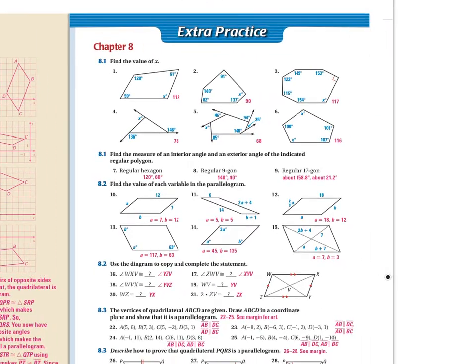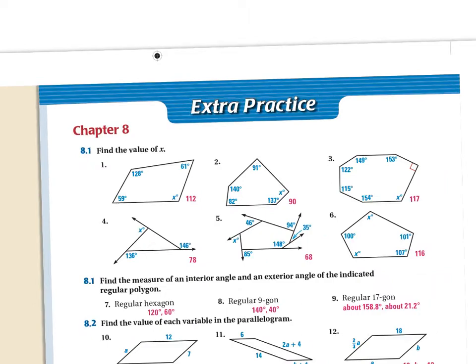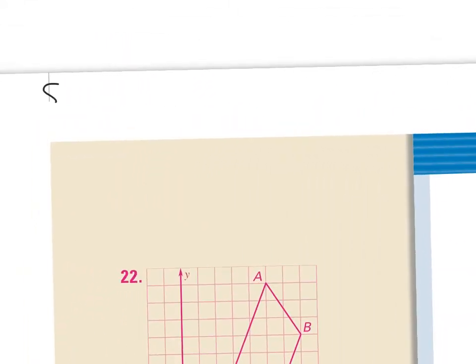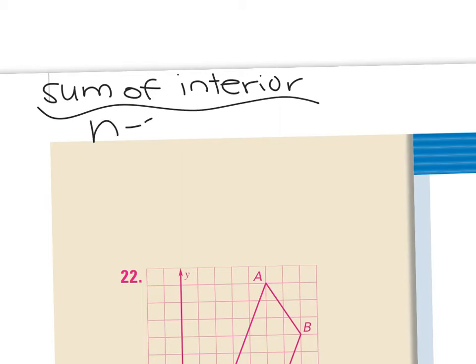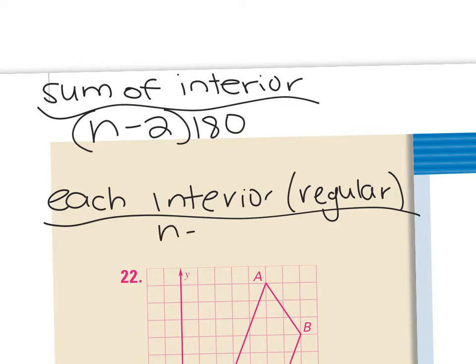Okay, then we got to 8, and 8 was all the polygons. So we started with interior angles of the polygon, so let's talk about first all those formulas. So the sum of the interior, no, that's exterior. The sum of interior is the one that changes, right? N minus 2 times 180. And then each interior, if it's a regular polygon, is N minus 2 times 180 over N.